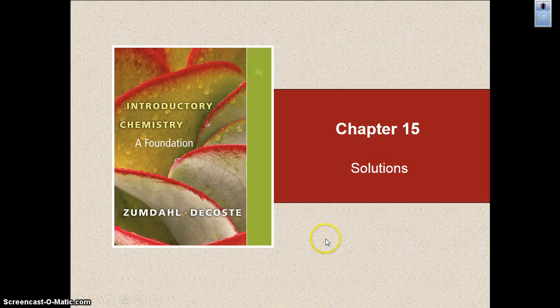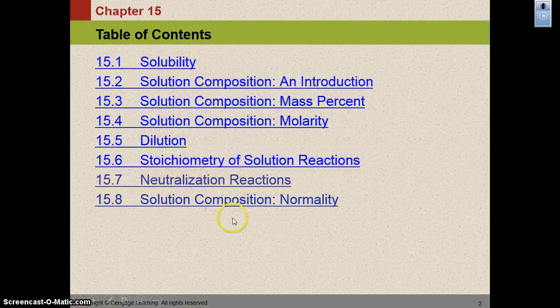We're going to finish Chapter 15, Solutions, with the final lecture, Section 15.8, Solution Composition, like we did in 15.4 and the sections after, where we talked about an introduction, mass percent, and molarity, but it's going to finish with normality. So you need to pay close attention. It can be confusing. The calculations are very easy to do and similar to molarity, but you need to know the difference between the two.